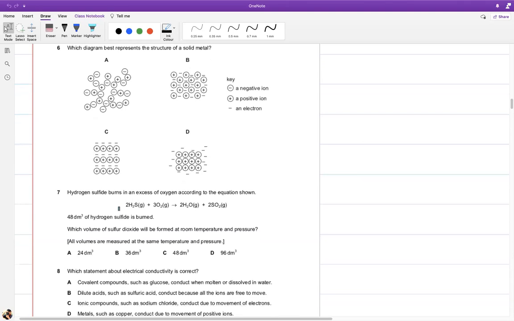All right. Which diagram best represents the structure of a solid metal? Metal में क्या होता है? There are electrons that are not in definite order, and there are protons or cations that are in definite order. So there must be cations in order, and there must be free electrons.